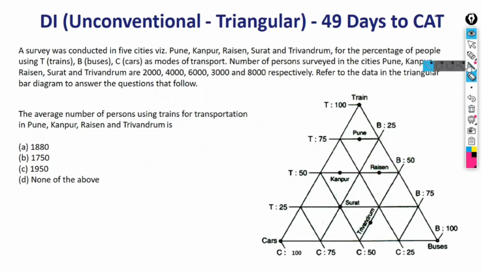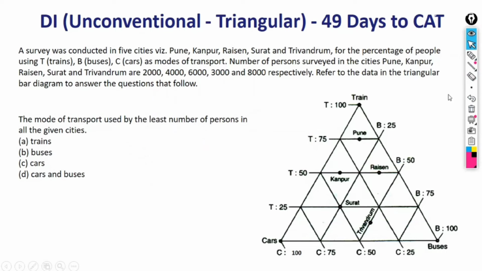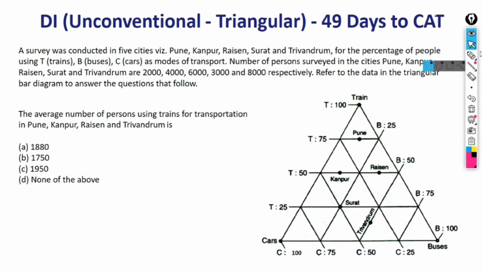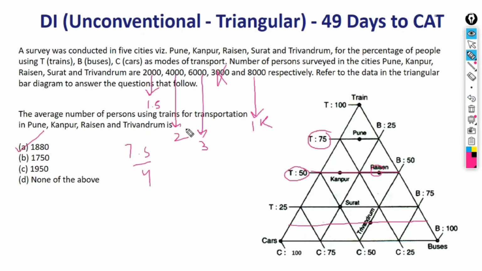Let's move forward and see the next question in line. The mode of transport used by the least number of people. If you've seen in the last one, trains we had already calculated. So let's include Surat and calculate it completely. We have calculated here for 4, it is 7.5. Surat is remaining, and Surat is here at 25%.